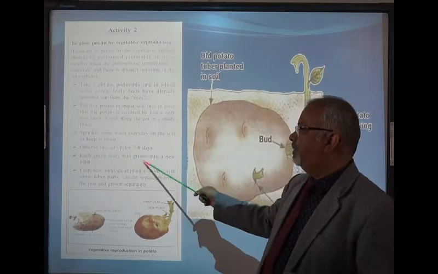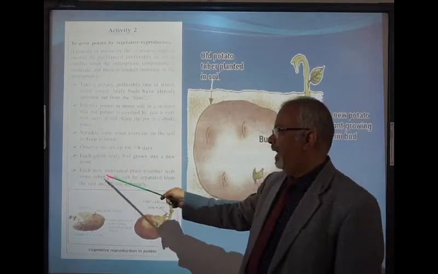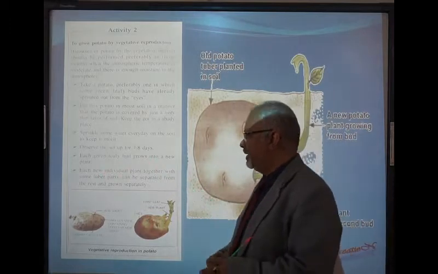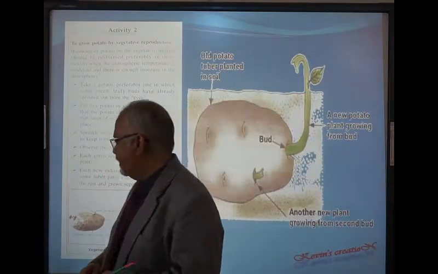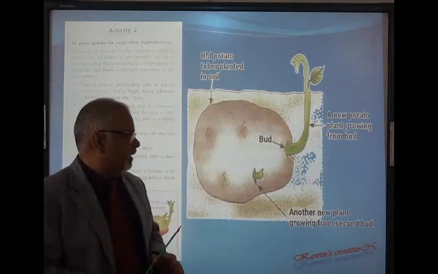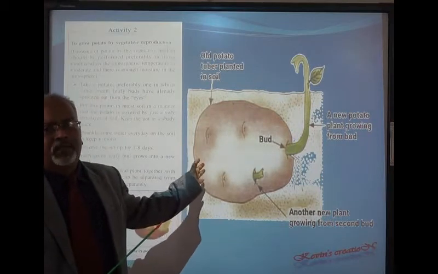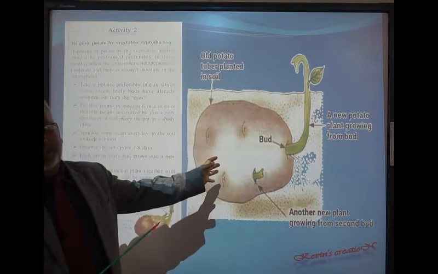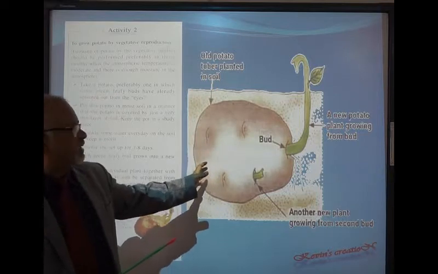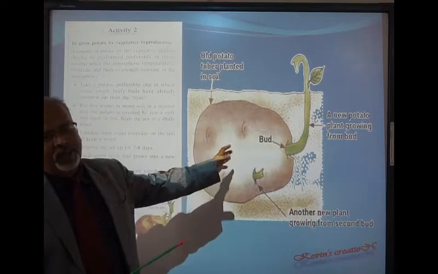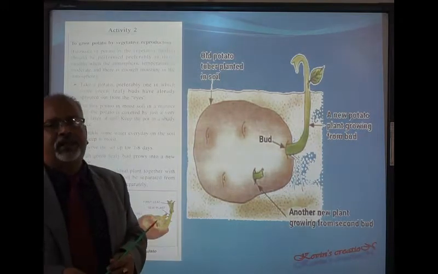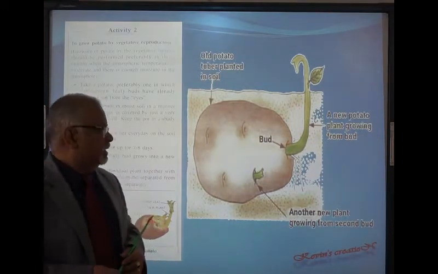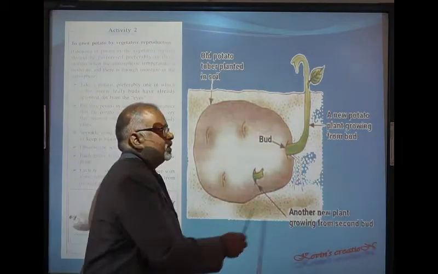Each green leafy bud grows into a new plant, and each new individual plant together with some tuber parts can be separated from the rest and grown separately. The farmers do the cultivation of potato in this way only. They cut the potato into many pieces. Each piece must have an eye. So from there the bud comes out, and this bud turns into a shoot system, and then root also comes out from there.